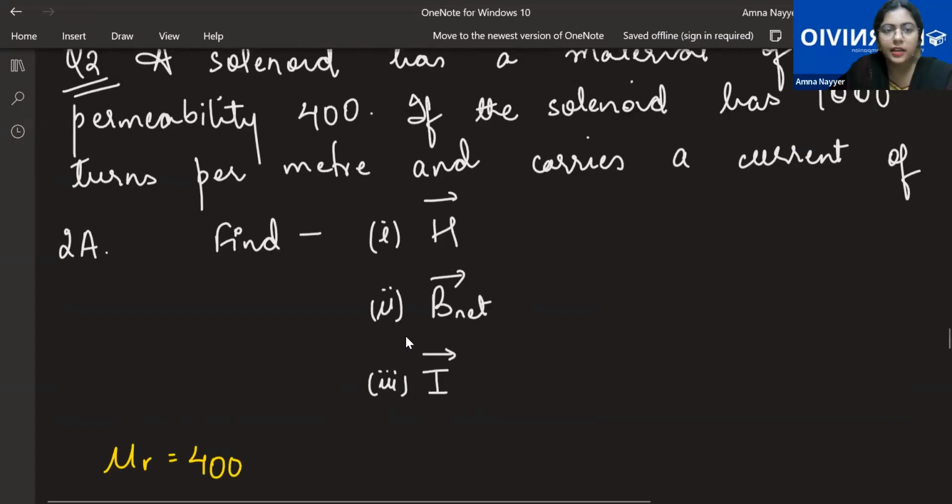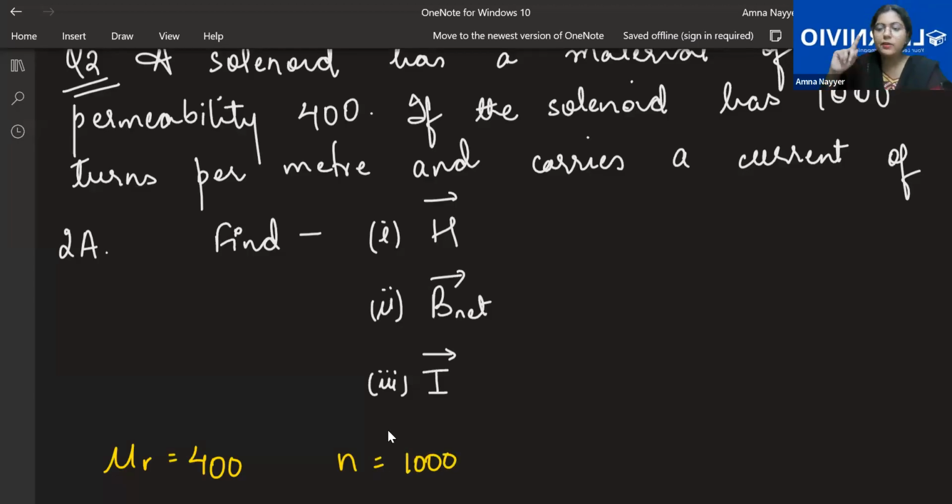So yes, the solenoid has 1000 turns per meter. 1000 turns per meter means small n, number of turns per unit length. Remember, capital N was the number of turns, but when you divide it by length, it becomes number of turns per unit length. So this is 1000. It carries a current of 2 ampere. I is equal to 2 ampere. That's it. This is what is given to us. It says calculate H, calculate B net, calculate I.